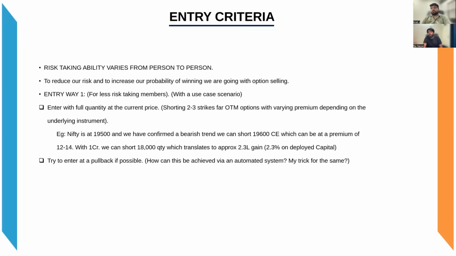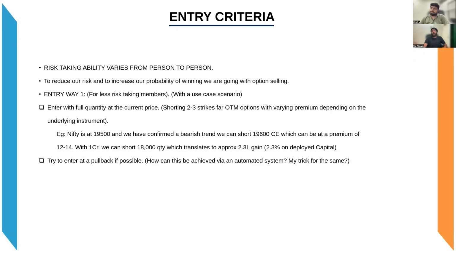For every person, their risk-taking ability varies. A person with a capital of 10 lakhs can take a risk of up to 20,000 to 30,000, around 2 to 3%. But a person with a capital of 1 crore is not ready to take a risk of 2 or 3% a day. So risk-taking ability varies from person to person. Someone can be an aggressive trader, someone can be a very conservative trader. Conservative traders sometimes don't take even more than 1% risk, and aggressive traders take a risk of 2 and 3%. So the more risk you take, the more gain you will get.